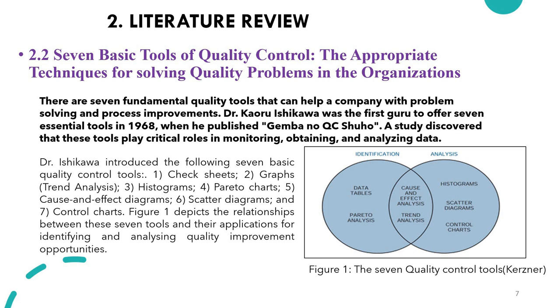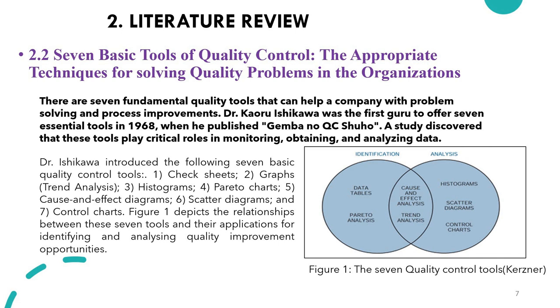The second research paper is 7 basic tools of quality control, the appropriate techniques for solving quality problems in the organization. There are several fundamental quality tools that can help a company with problem solving and process improvements. Dr. Kaoru Ishikawa was the first guru to offer 7 essential tools in 1968 when he published Gemba no Kyushi Shuho. A study discovered that these tools play critical roles in monitoring, obtaining, and analyzing data.